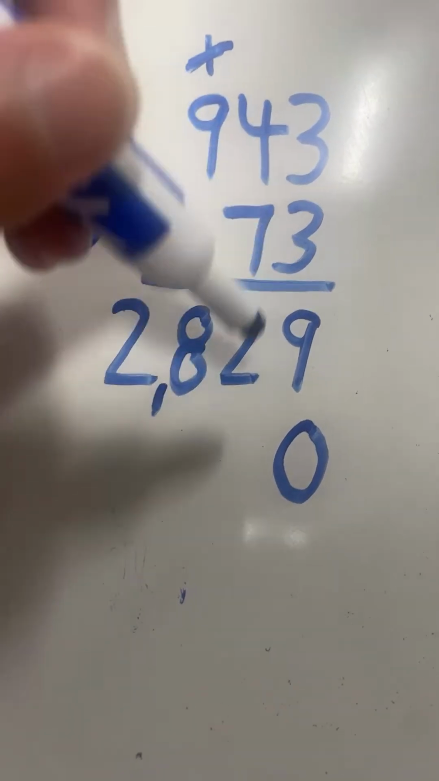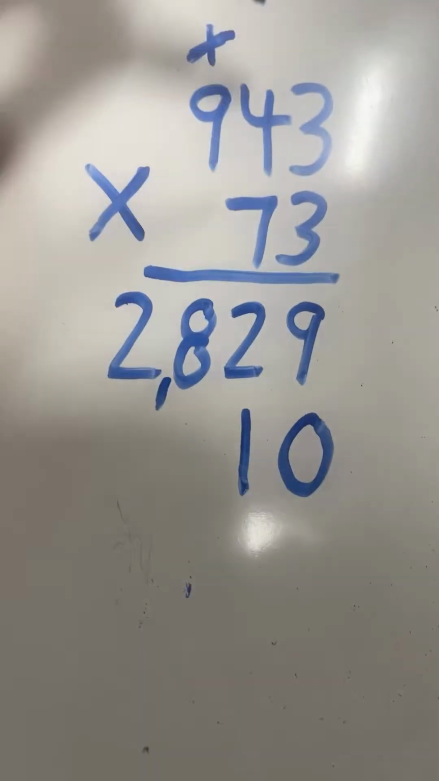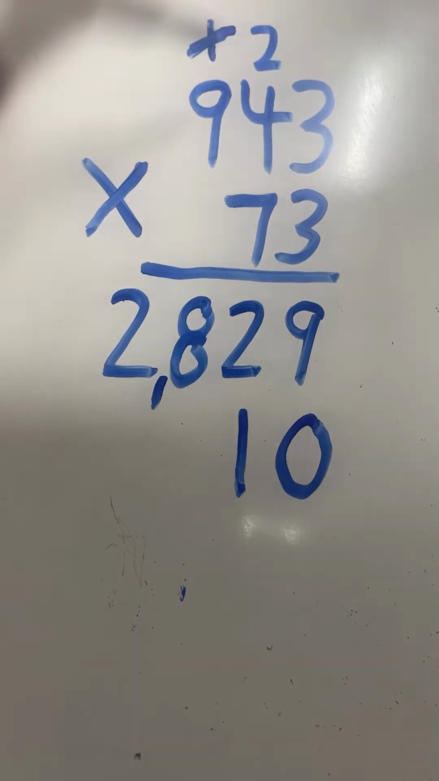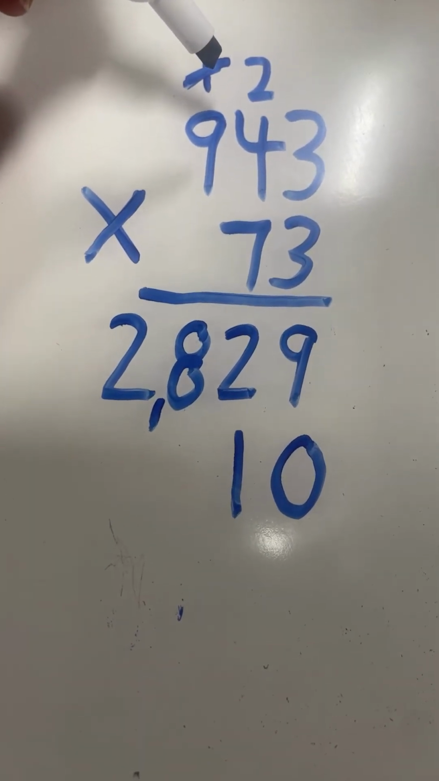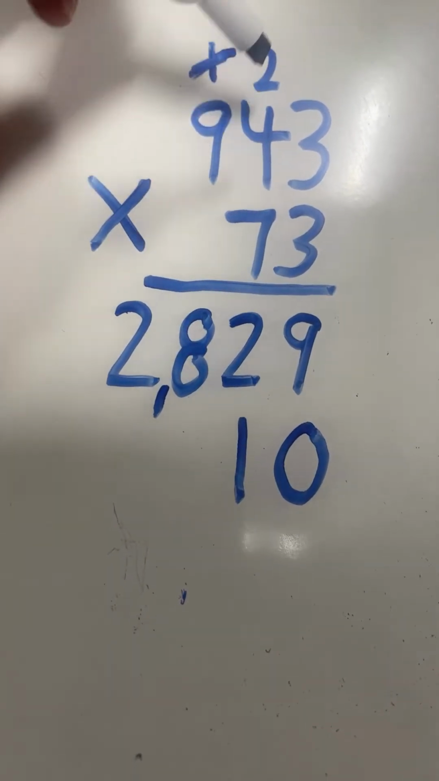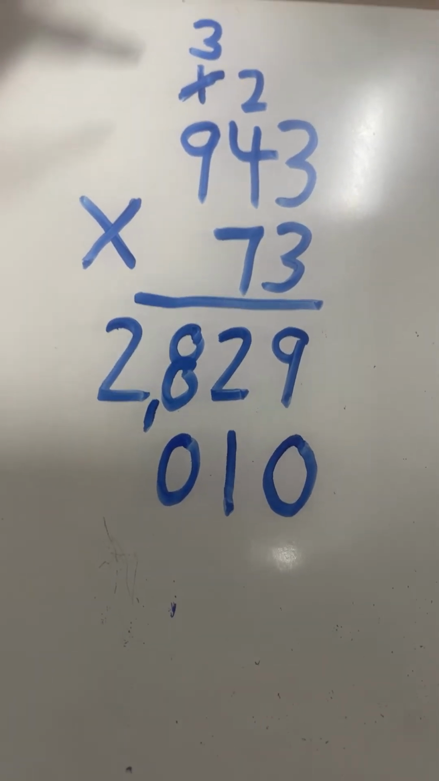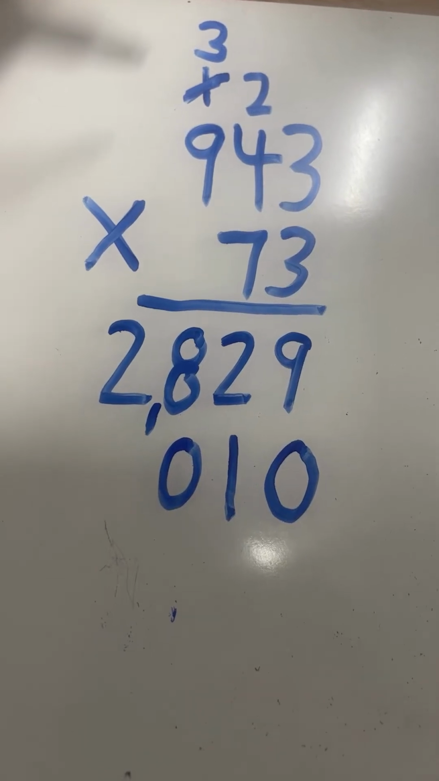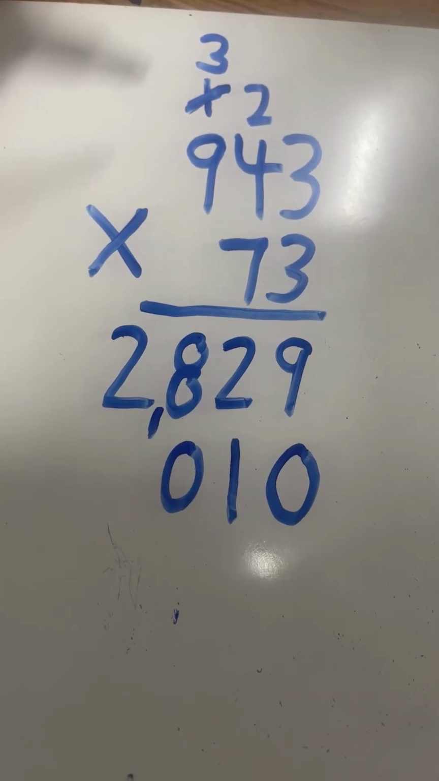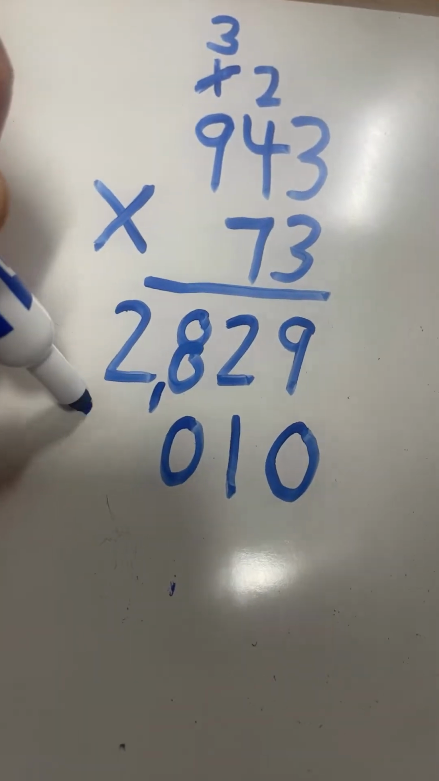3 times 7 equals 21. 1, carry the 2. 4 times 7 equals 28, plus 2 equals 30. 0, carry the 3. 9 times 7 equals 63, plus 3 equals 66.